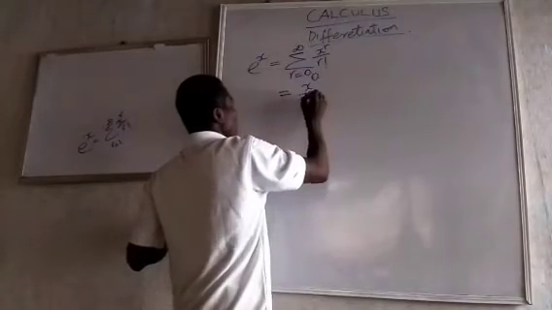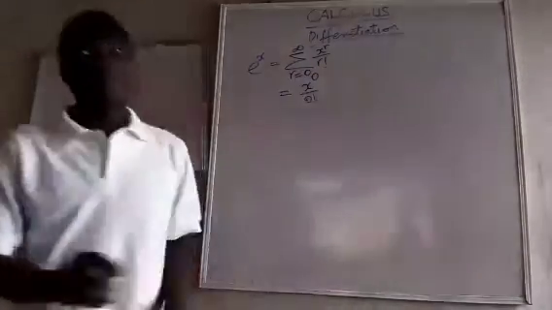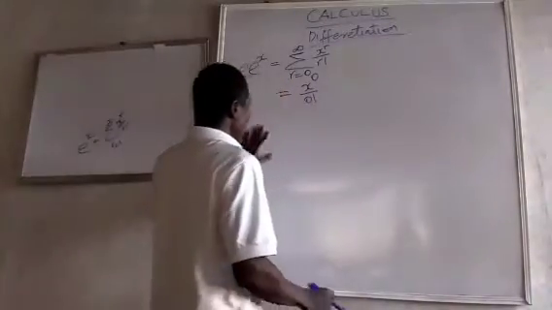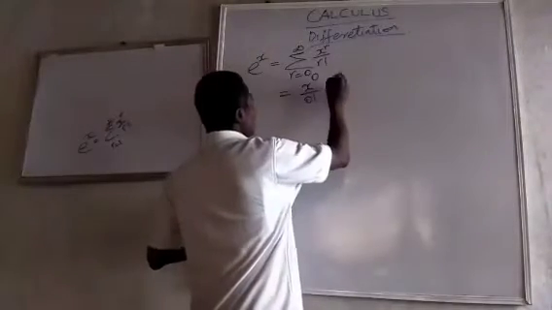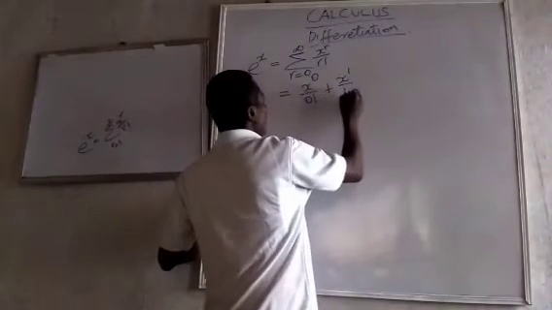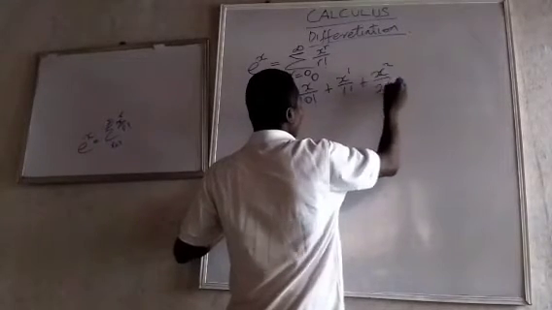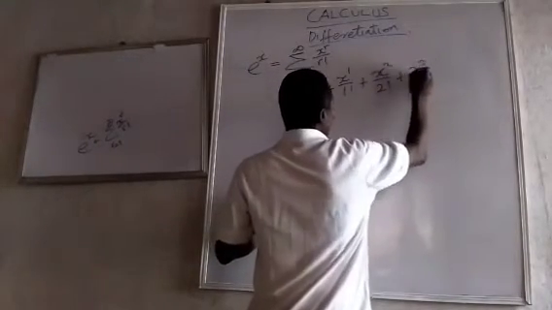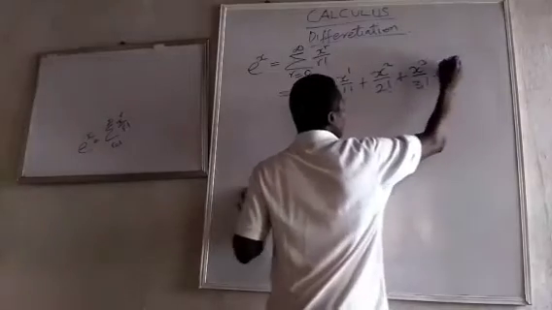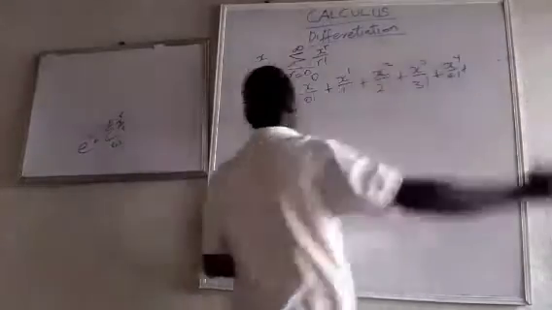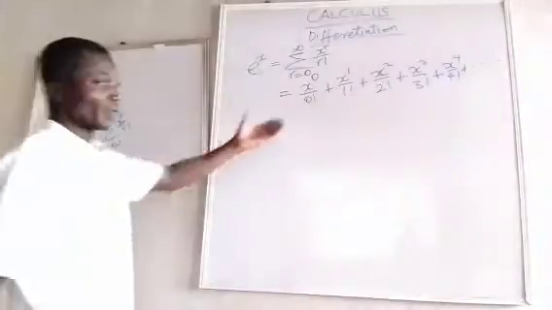x raised to the power 0 over 0 factorial. Sorry, it begins from 0. Plus x raised to the power 1 over 1 factorial plus x raised to the power 2 over 2 factorial plus x raised to the power 3 over 3 factorial plus x raised to the power 4 over 4 factorial. Like that, to infinity. And I believe we all know what factorial is.